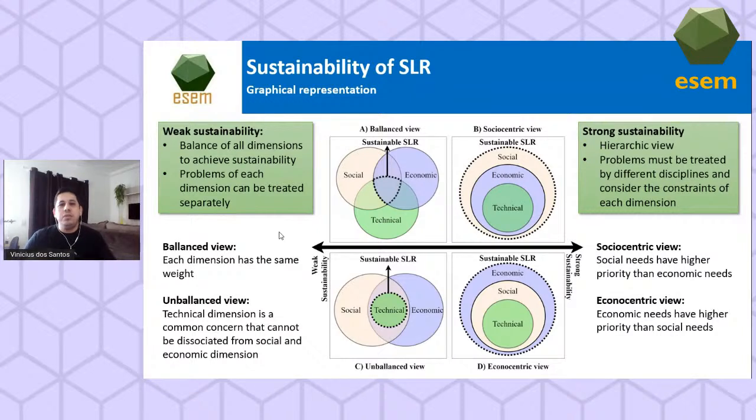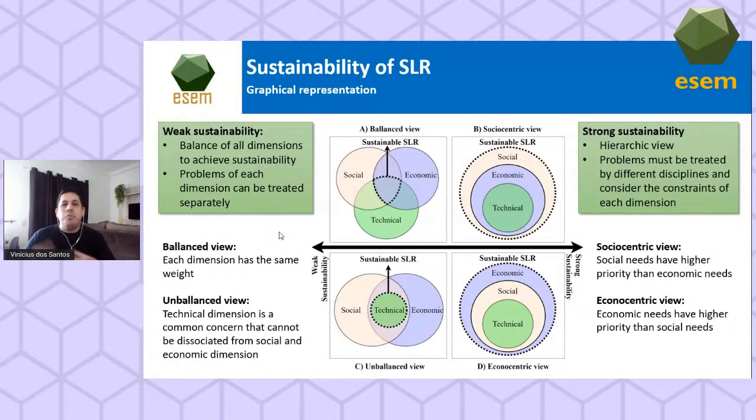In the ecology context, two different types of representation were proposed and later became mainstream: weak sustainability and strong sustainability. In weak sustainability, the dimensions must be balanced and are allowed to treat the problem separately. And despite this representation seeming fair, there are many variables to consider, and this may lead to doubts about the feasibility of this approach.